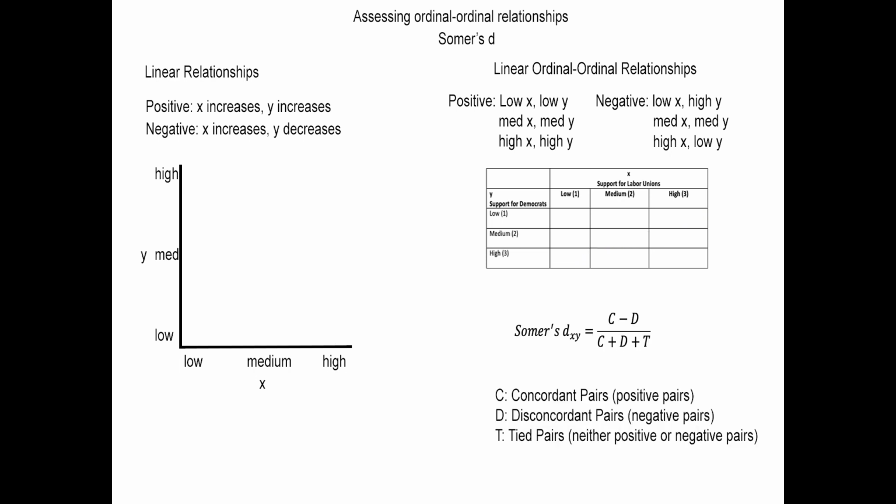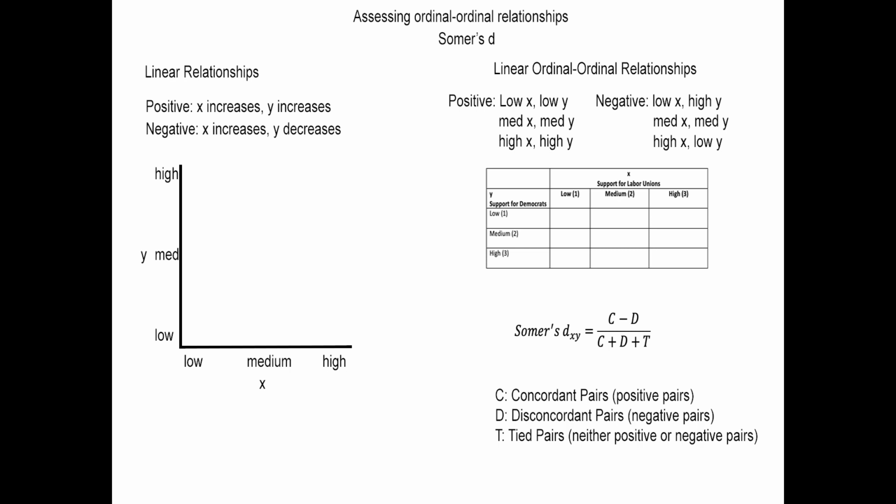So the question now is, how do we actually use data in the crosstab to assess a relationship based on this conceptual structure? So the calculation of Summers D is equal to C minus D divided by C plus D plus T. This is really quite confusing at first glance, but after you think about what each of those different letters mean, it really kind of falls into place.